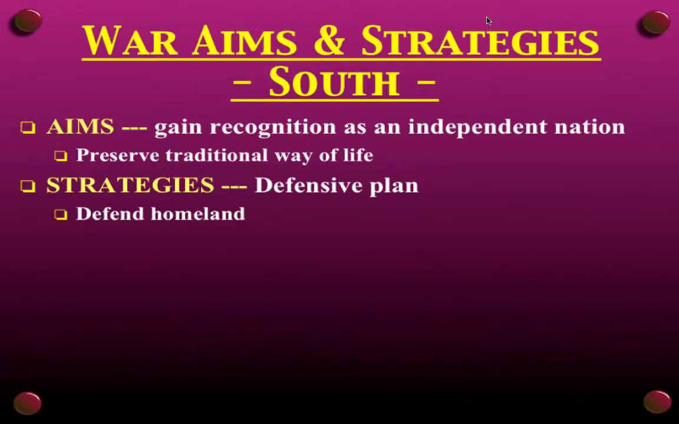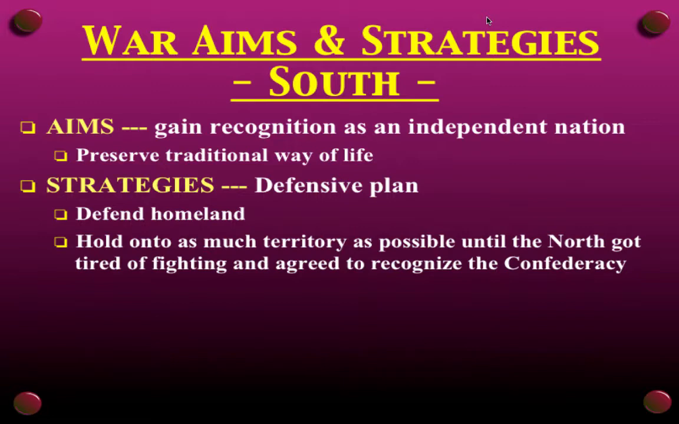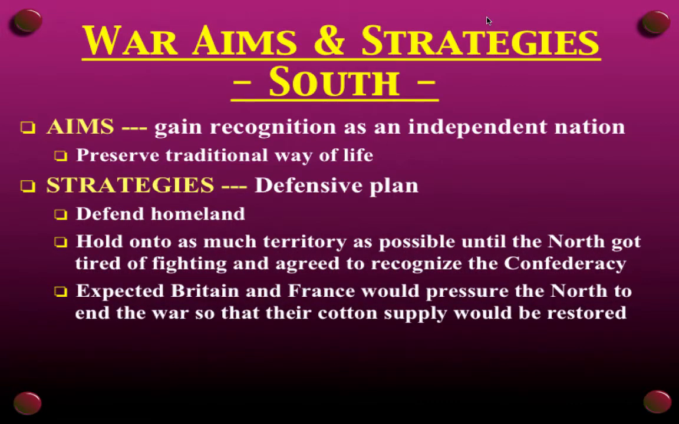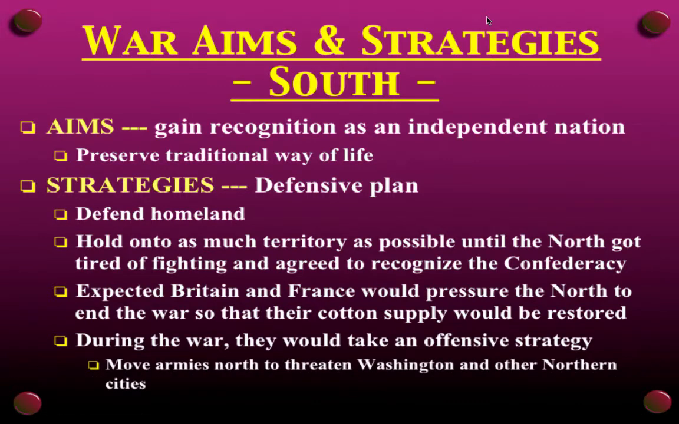Defend their homeland, hope that the North would get tired of fighting, expect Britain and France to get involved, and they would, however, change their mind at one point, and they would take an offensive strategy, moving armies north to threaten Washington and other northern cities. That became a strategy later on.